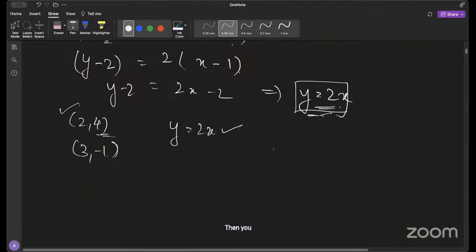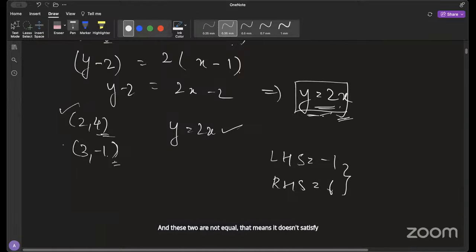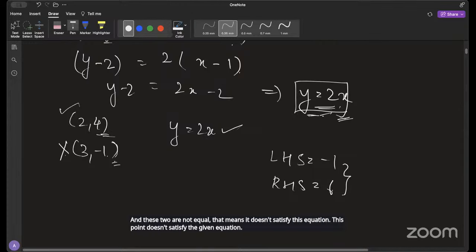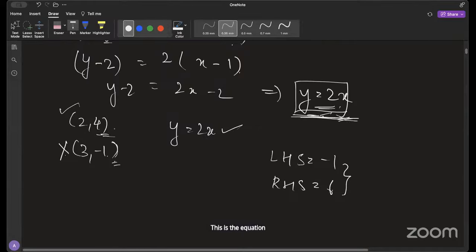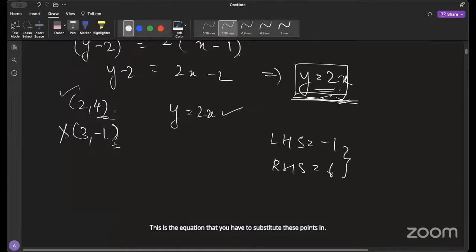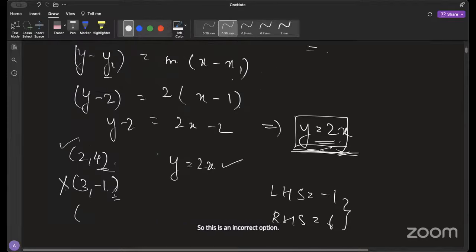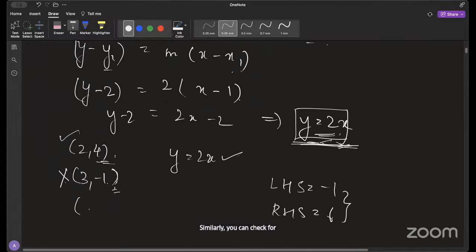Then you have 3 comma minus 1. If you put x equals 3 and substitute on the left hand side, you will get minus 1. On the right hand side, you will get 6. These two are not equal, which means this point doesn't satisfy the given equation. This is the equation that you have to substitute these points in. So this is an incorrect option. Similarly, you can check for the third one. It's 1 comma 3.